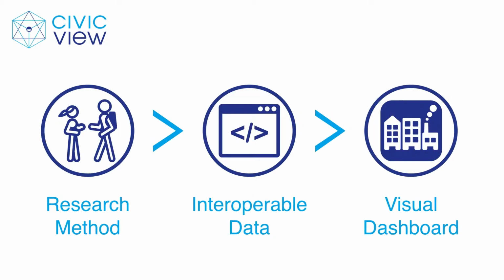Civic View has 3 parts. The first is a research method, and this is how we collect data. The data is then processed, and then there's a way to visualize it. So I've said data a lot, and in this particular context, I'm going to talk about video, narrative, biometric, and location. But don't worry, I'll get through all that.